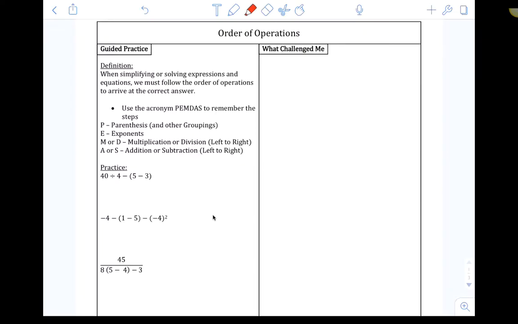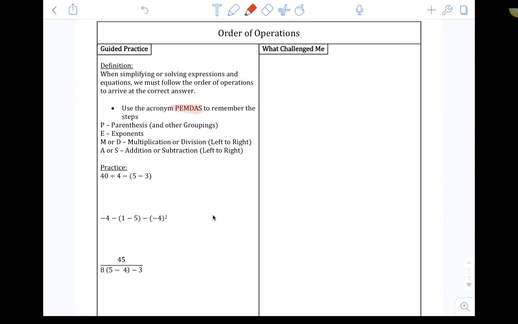In this video, we're going to be working with the order of operations, and we do this when we don't get to use a calculator. It helps us to simplify expressions or solve equations. You may remember the order of operations by the acronym PEMDAS.